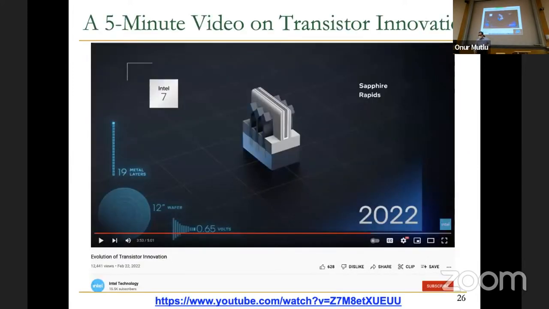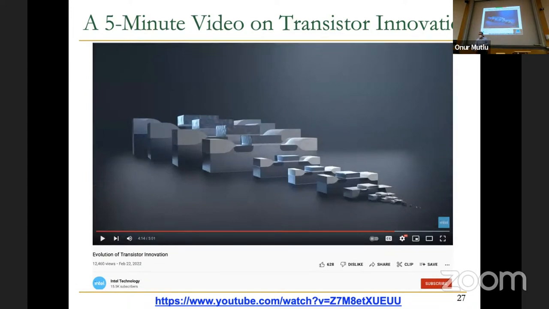And if you're really interested in transistor innovation and how these things are built at a very high level, not from a very scientific perspective, Intel has this nice 5-minute video that talks about the transistor innovation they have done to make these transistors smaller and smaller. And I like this video, actually. It's a good job that was done in 5 minutes. Clearly, you're not going to get a lot of technical knowledge out of it, but I like this picture also.